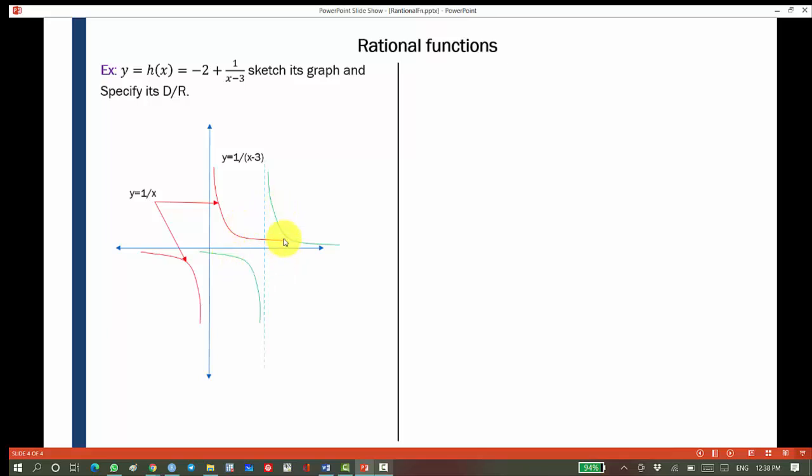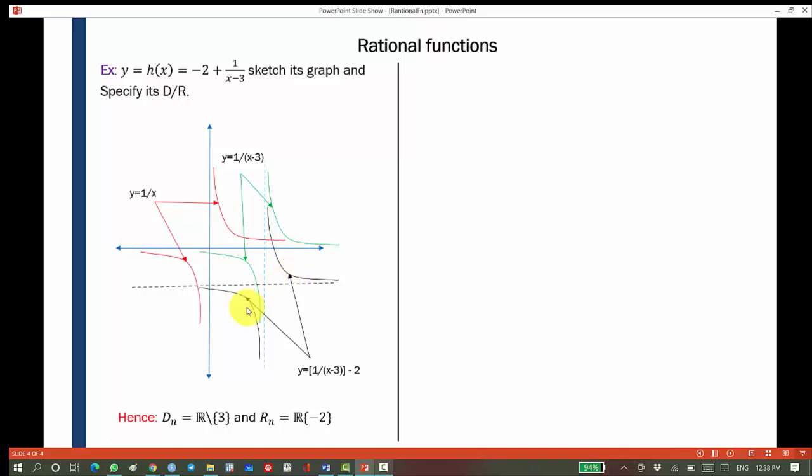Now what we do is we shift this y is equal to 1 over x minus 3, 2 units downwards. That is 2 units downwards. As a result, we get this function here, which is y is equal to 1 over x minus 3 minus 2. Clearly, we can see in the black function here, the last function, that the domain of this function is all real numbers without 3, because 3 is where the two parts, the lower part and the upper part of the function, are being separated. And of course, the range is also all real numbers except minus 2, because you see minus 2 is something which is not assumed by the function.